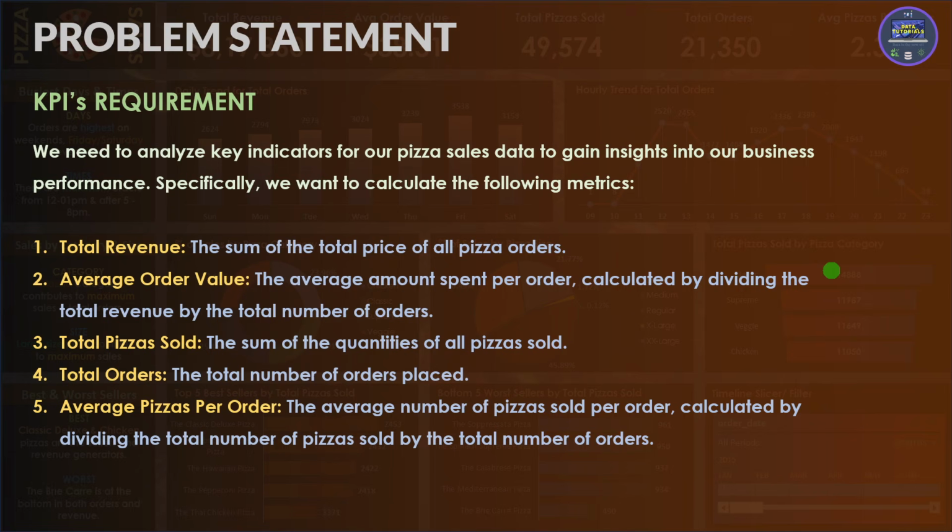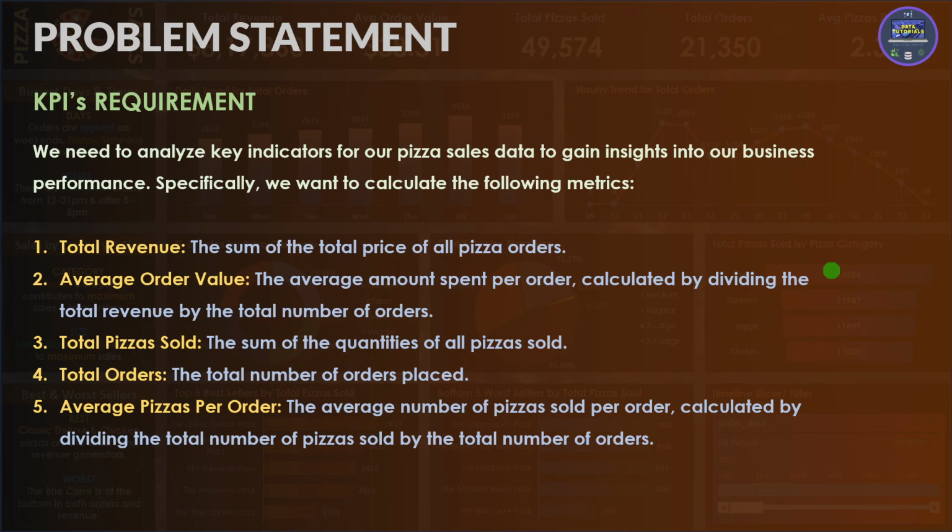The first requirement he has mentioned is the KPIs requirement. He needs to analyze the key indicators for our pizza sales data to gain insights into our business performance. The KPI is nothing but the key performance indicator, where our user will be getting an overall business idea, and from those numbers he will be determining if his business is going in the correct direction, if he's getting some profits, if he's getting some losses, and with respect to that he can take high level decisions as well.